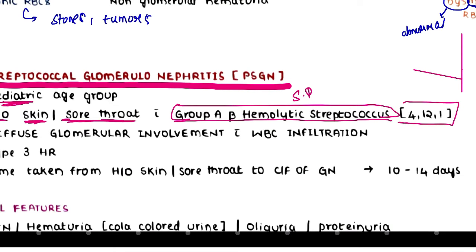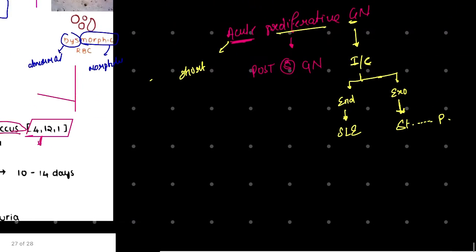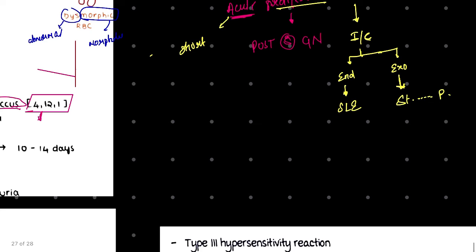Now, the strains that are responsible here are 4, 12 and 1, right? These are the important strains that have a higher chance of causing involvement of the kidney. Now, as there will be a child, this child will suffer from infection of Streptococcus pyogenes, or group A beta hemolytic streptococcus, and will suffer from sore throat or infection in the skin, right?